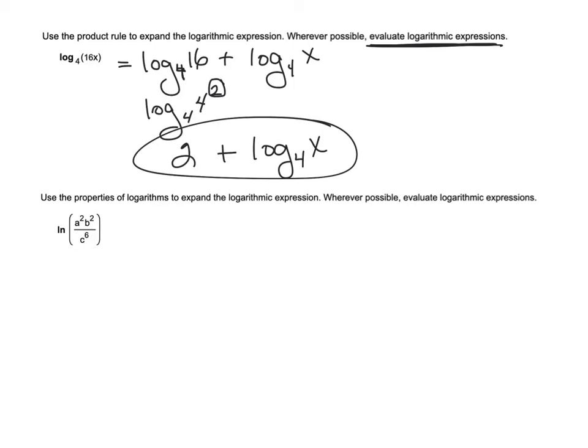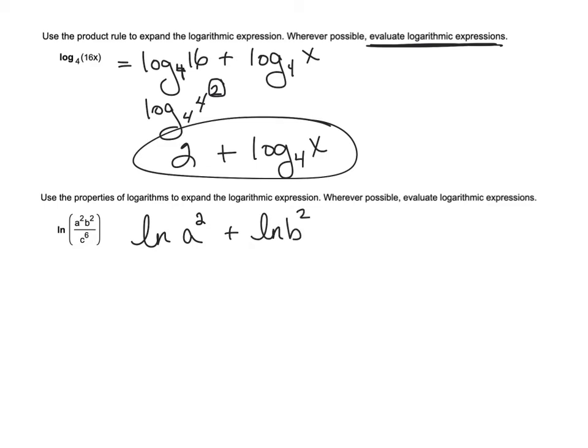Now looking at this next one, we have division, so I just wanted to show you this one. To split this up, we have a squared times b squared, so that would be natural log of a squared plus natural log of b squared.